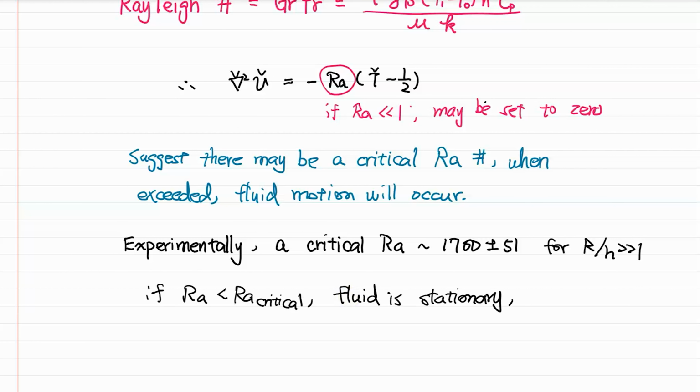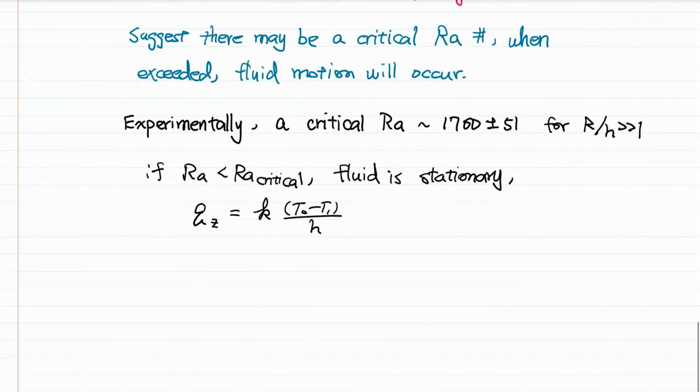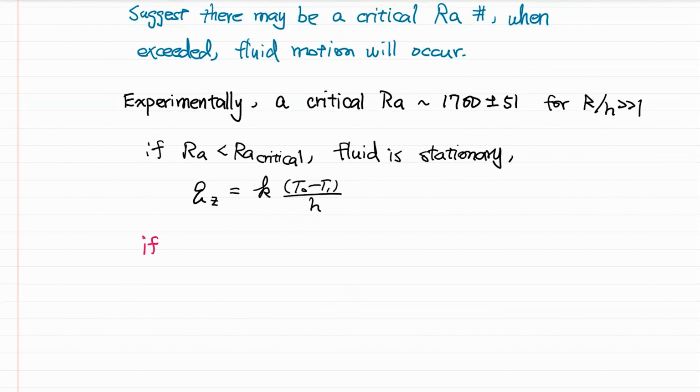And that means your heat flux just follows the conduction. So the heat flux in the z direction is just going to be transported by pure conduction. So that's going to be the thermal conductivity times the temperature gradient, T0 minus T1 over the fluid thickness. But if the Rayleigh number is larger than the critical Rayleigh number, then the heat flux rises sharply.